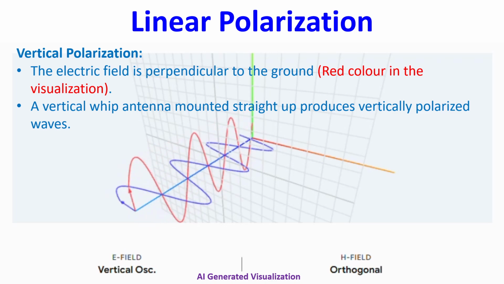Vertical polarization. The electric field is perpendicular to the ground, red color in the visualization. A vertical whip antenna mounted straight up produces vertically polarized waves.